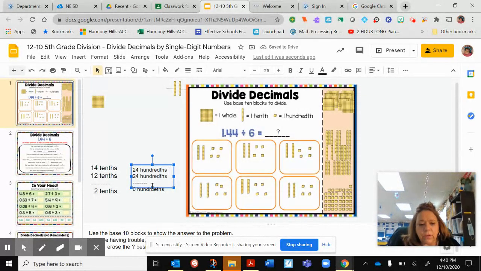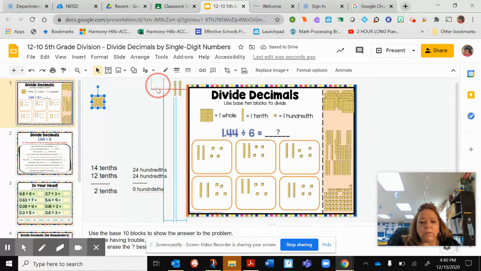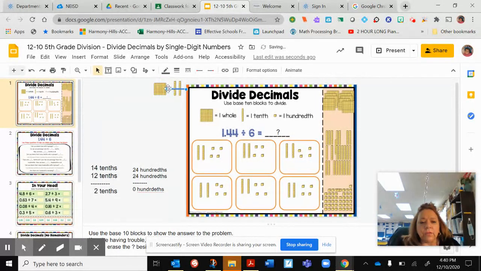Stretch this out so that you can see it. This flat, I'm going to move this out over here because we also use that one. And then just kind of draw my line. Okay, very good. So now the answer to this one is what?